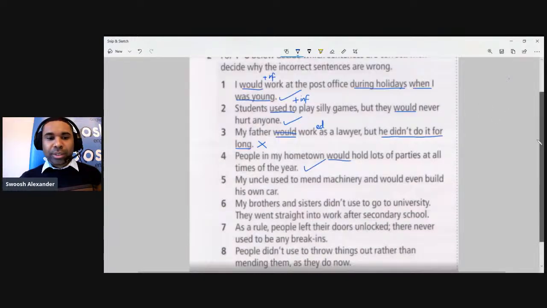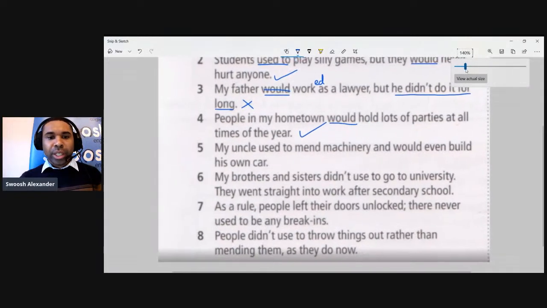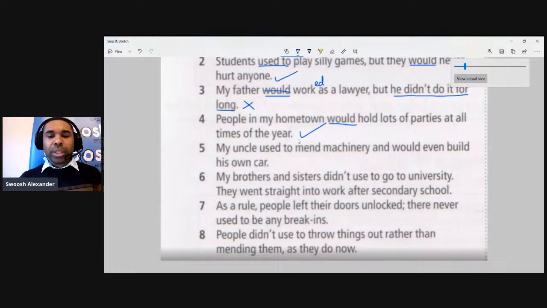Okay, so let me just scroll down a little bit so we can have a look at the next sentences from 5 to 8 and see what we think of those. My uncle used to mend machinery and would even build his own car. What do we think for number 5? Good one, Akin Losoto. Yeah, number 4 was correct. What do we think to number 5? Any thoughts on number 5? Hi, Alice. How are you doing? Number 5 is wrong. Yep.